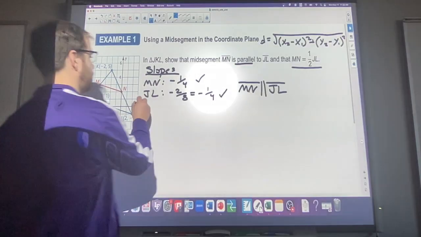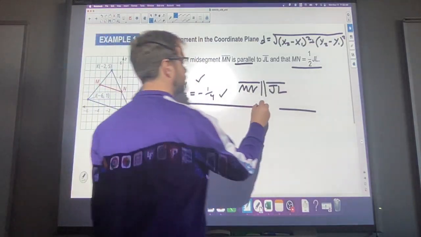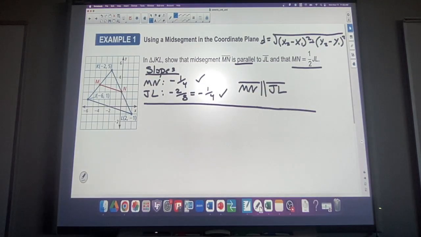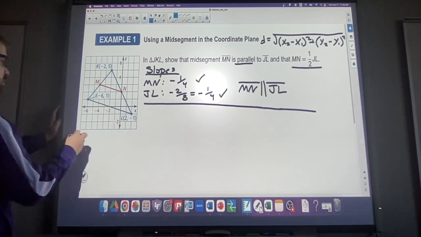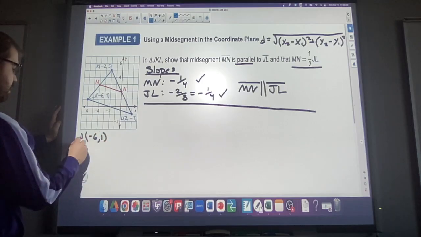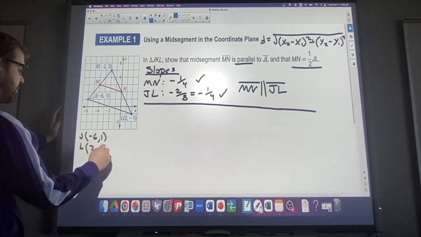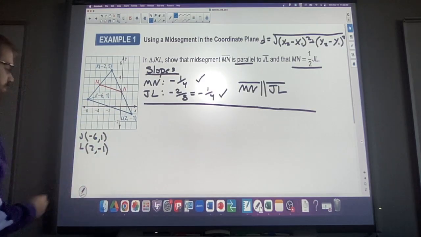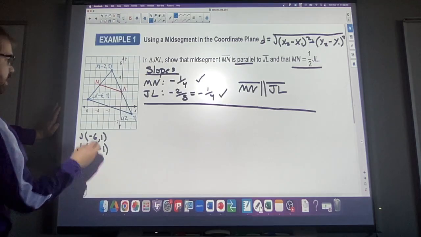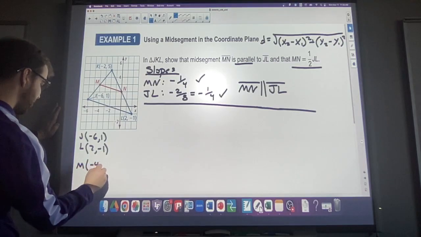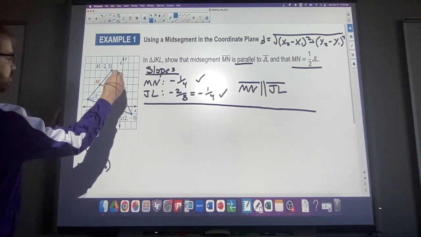All right, so that part's done. They're parallel. Let's do distance now. It is going to be helpful if we know the coordinates of everything. So, okay, we know that J is (-6, 1), and L is (2, -1). But let's just list the coordinates of M and N so we're all on the same page here, right? So M is (-4, 3), and N is (0, 2).